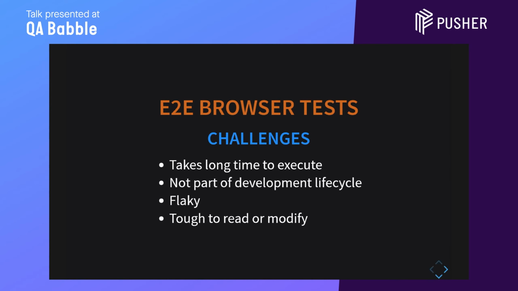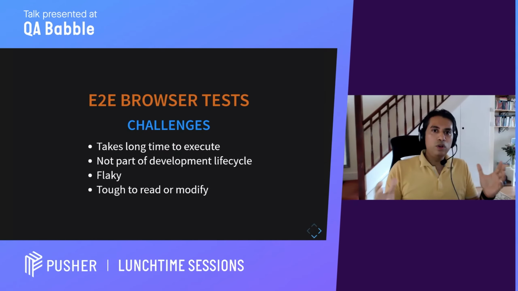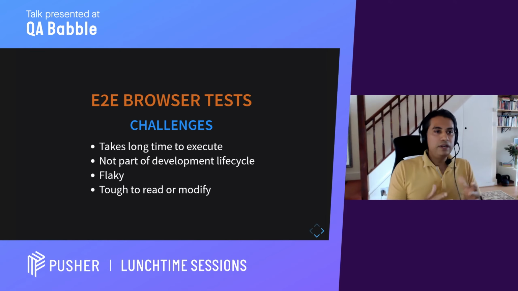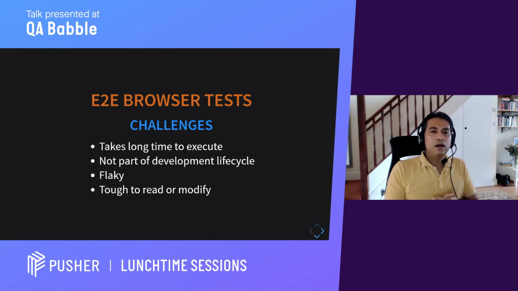Now, what are the challenges with end-to-end browser tests at the moment? Currently, it takes a lot of time to execute because you have a whole user journey spanning across multiple pages with different elements. Plus, it's not part of the development cycle because of all the focus on unit tests and API testing and other testing. End-to-end browser tests are generally not the focus, and they're flaky because the elements on the page can fluctuate and keep changing with development. And also, it's tough to read or modify because you will have to do automation using some programming language, say Java or C Sharp or Ruby or whatever tool you want to use.